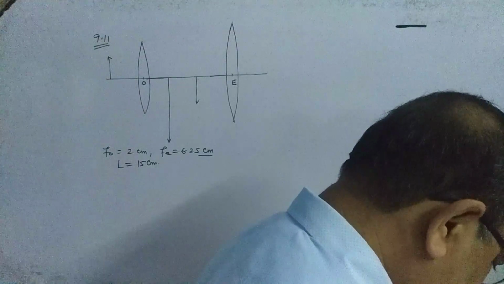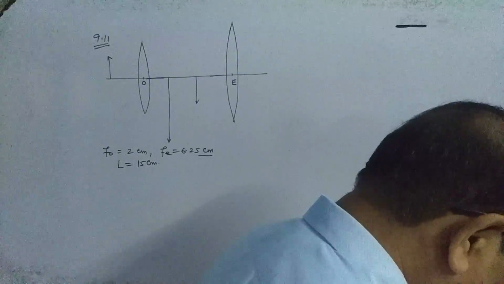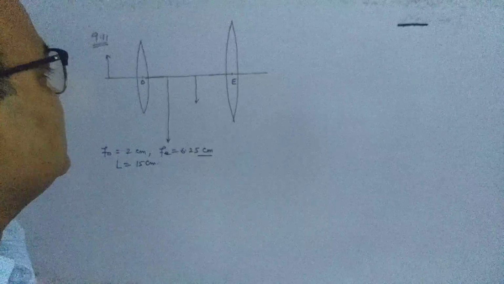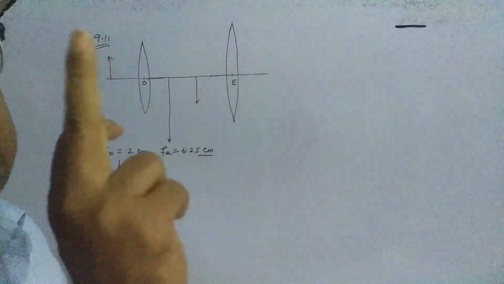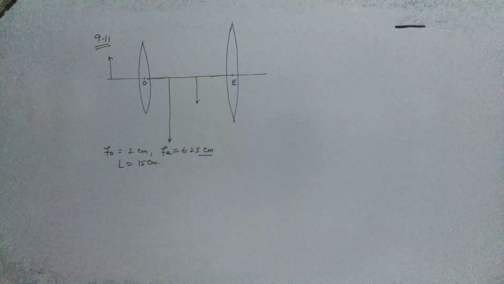How far from the objective should the object be placed in order to obtain the final image at the least distance of distinct vision, that is 25 cm? That is the first part, and in the second part the image should be formed at infinity. Let us first discuss the first part.